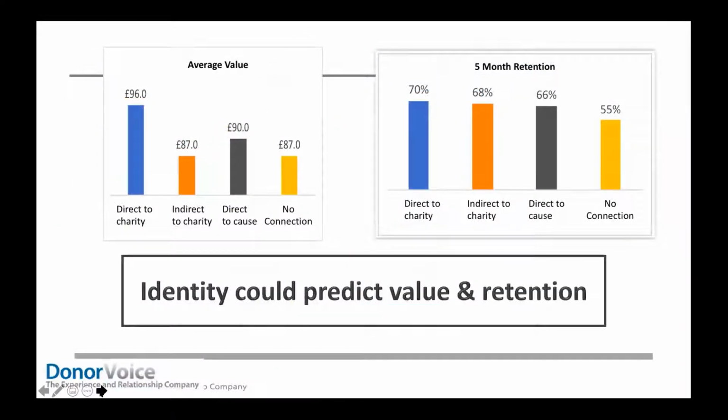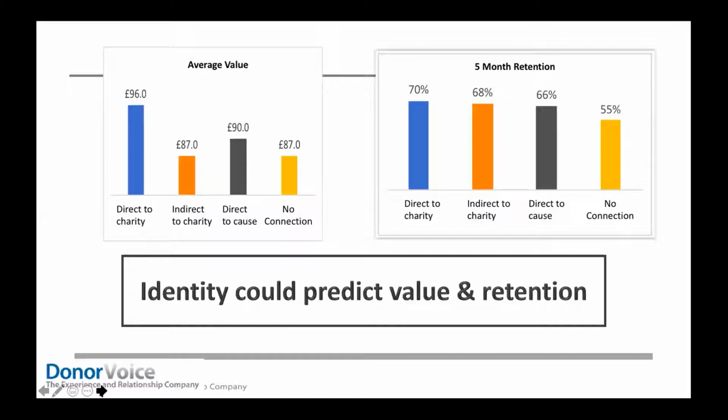From a different client, this is data showing value and retention based on identity. This is a health charity, and people could have a direct connection to the charity itself by being beneficiaries, or an indirect connection to the charity. Someone in their family was a beneficiary, or direct to the cause they had experience with the disease, or no connection at all. And you can see that when there is a direct connection to either the charity or the cause, the value of the supporter is higher. And when there is any kind of connection at all, either with the charity or the cause, retention is higher.